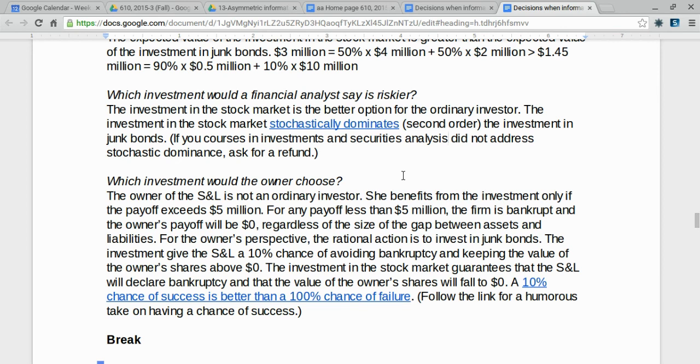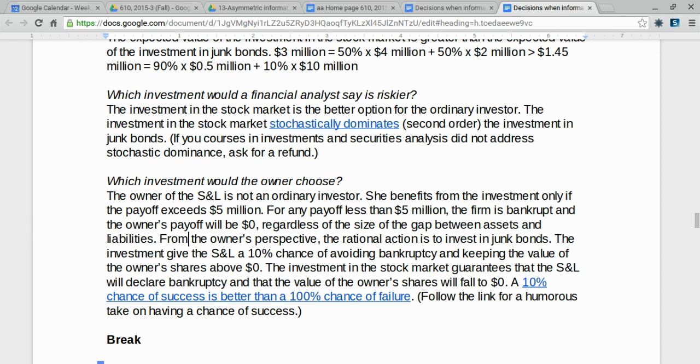Which investment would this owner choose? The owner of the S&L is not an ordinary investor. She benefits from the investment only if the payoff exceeds $5 million. For any payoff less than $5 million, the firm is bankrupt, and the owner's payoff will be zero, regardless of the gap between assets and liabilities. From the owner's perspective, the rational action is to invest in junk bonds.